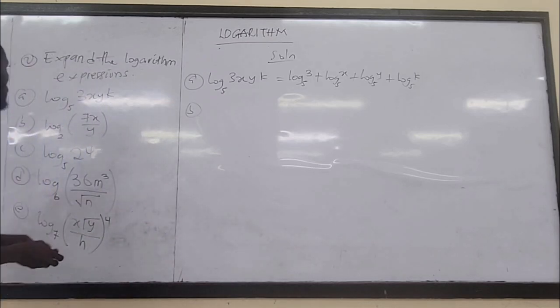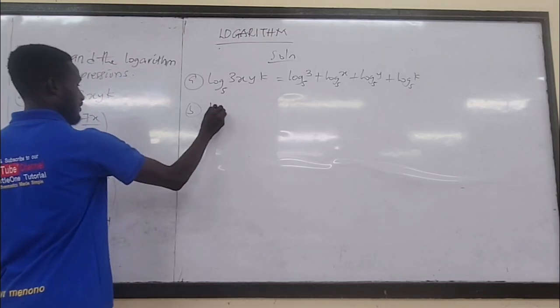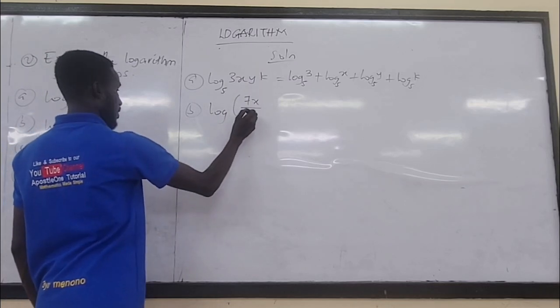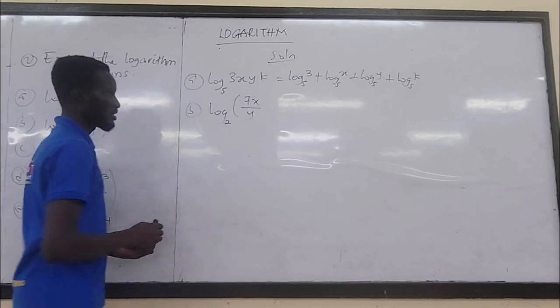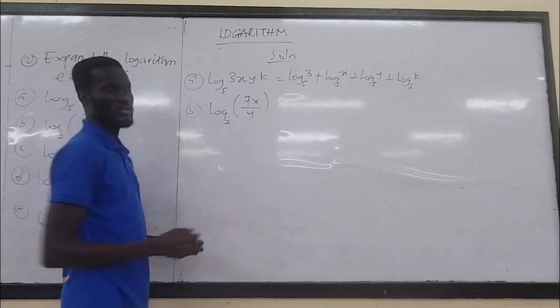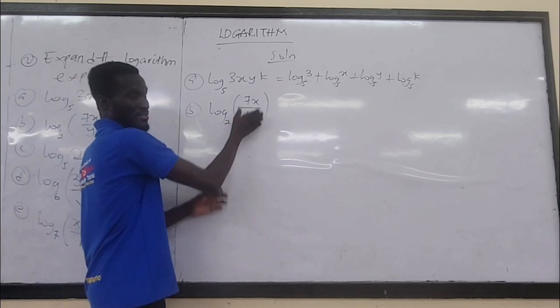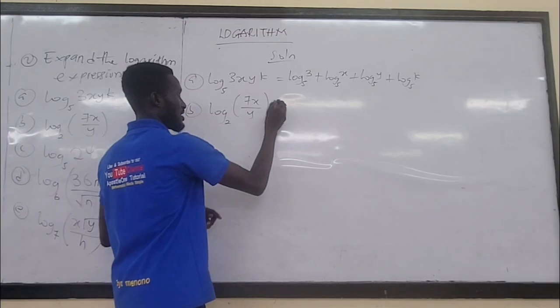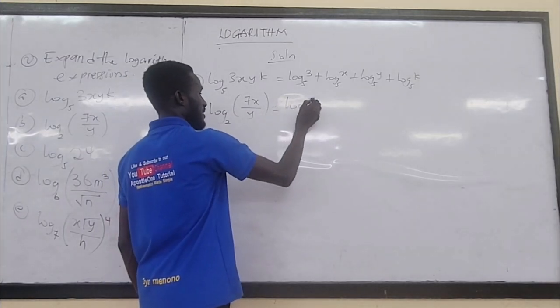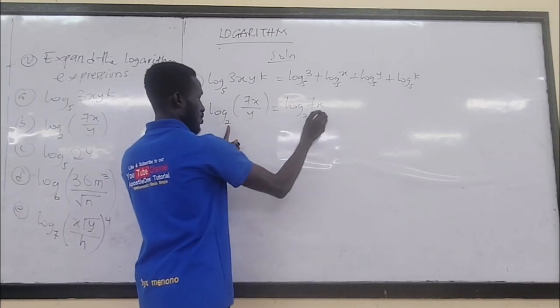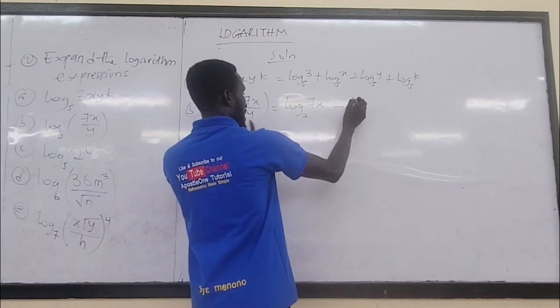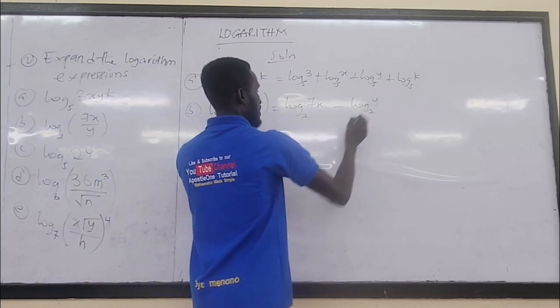Now let's go to the b. We have log of 7x over y base 2. Don't forget that I'm going to start with the division. Division means subtraction, so the top one minus the down one. So this means log 7x base 2 minus log of the down one, because division. So minus log y base 2.